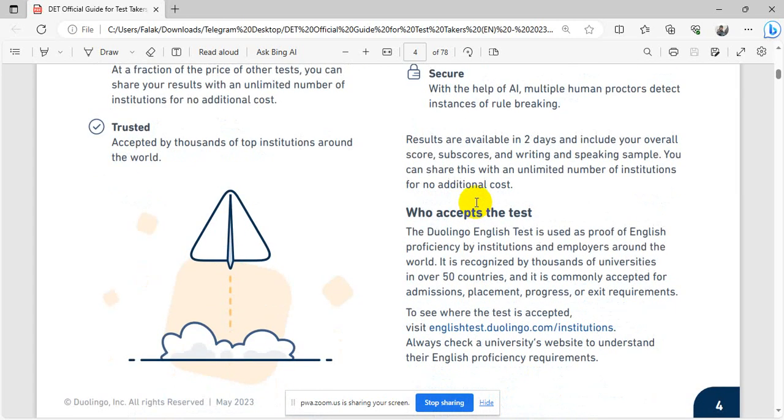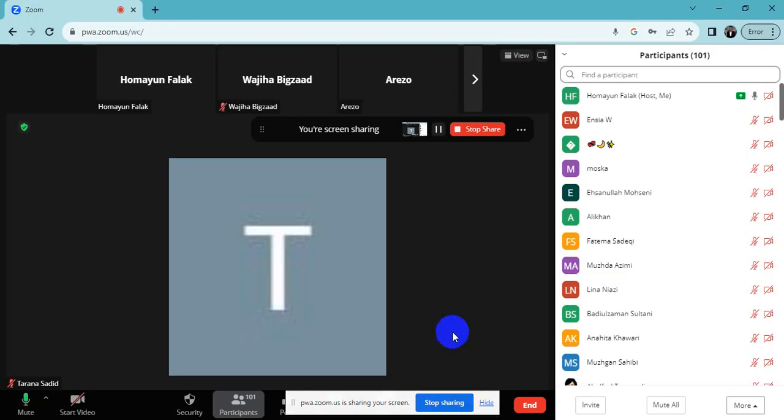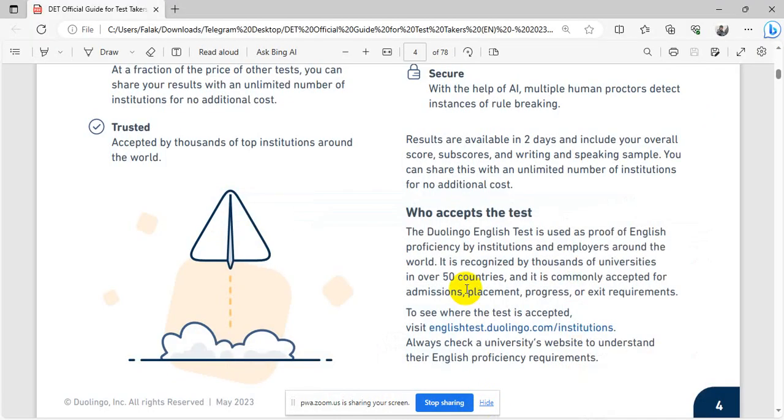So finally, results are available in 2 days and include your overall scores, sub-scores, and writing and speaking samples, and you can share them with an unlimited number of institutions with no additional cost. What do they mean by saying no additional cost? Guys, when they say no additional cost, they mean that with the money you pay for the test, you can share your scores with more than 40 universities all over the world. More than that may cost extra, but that's very little.